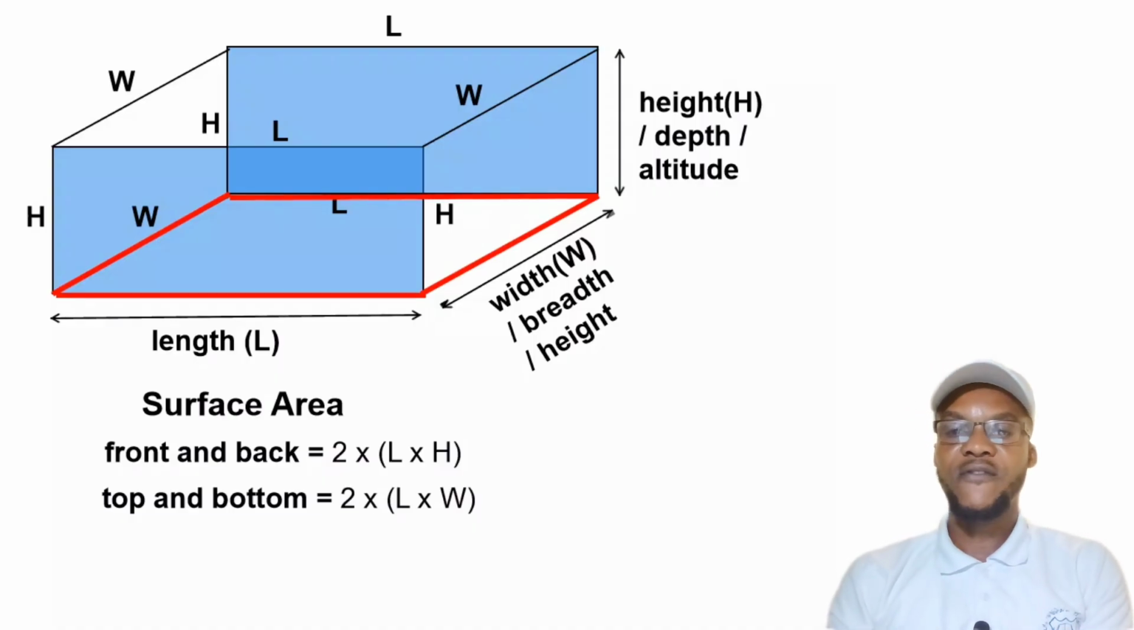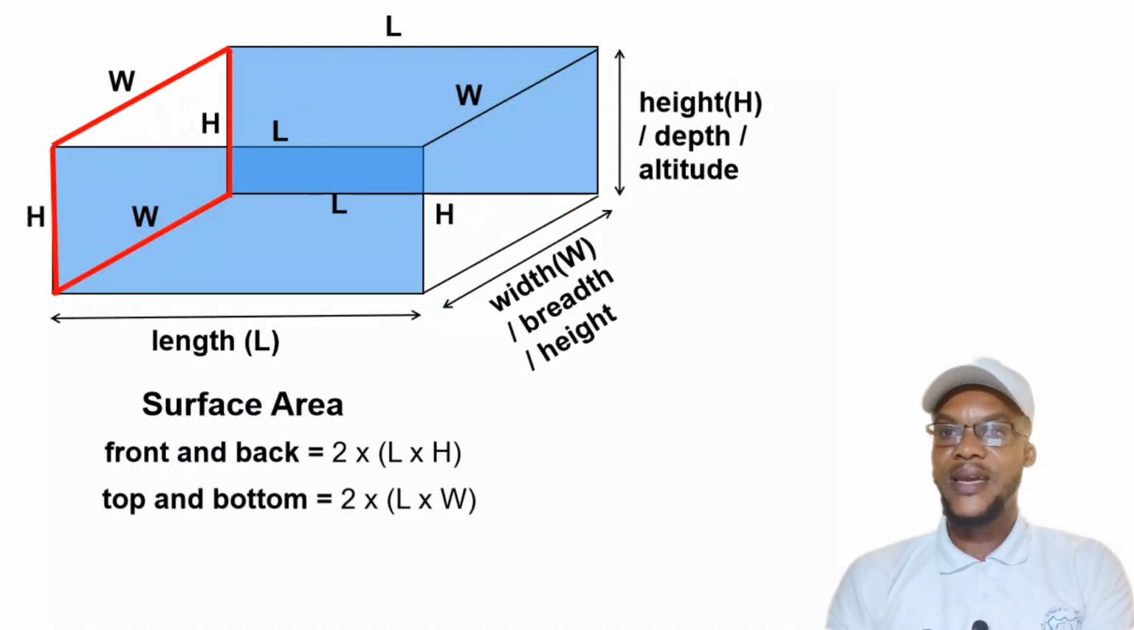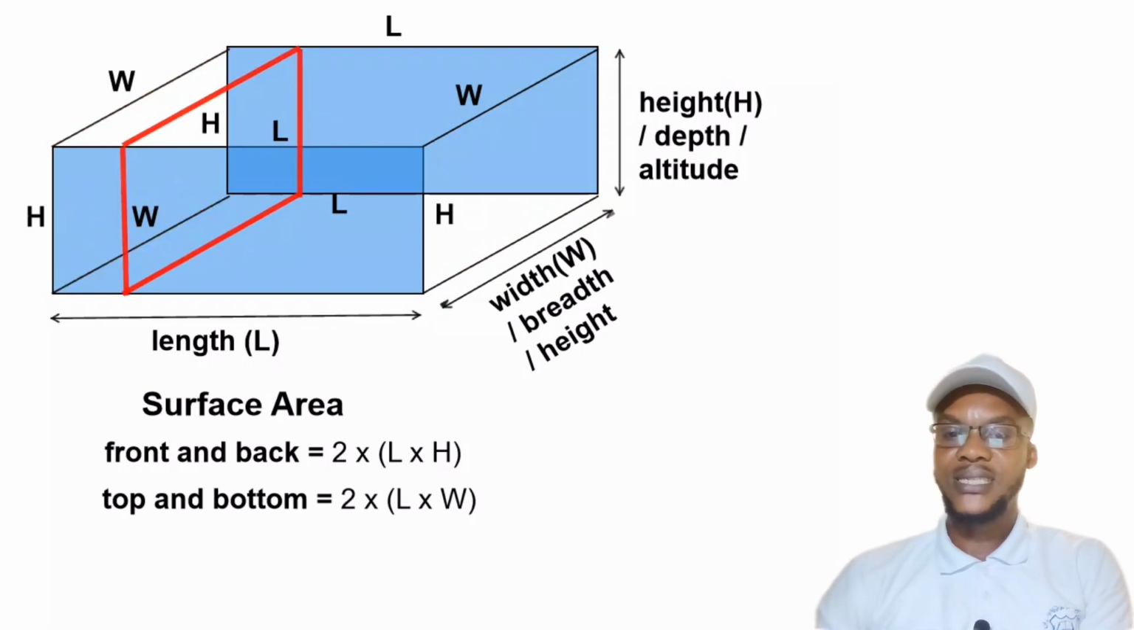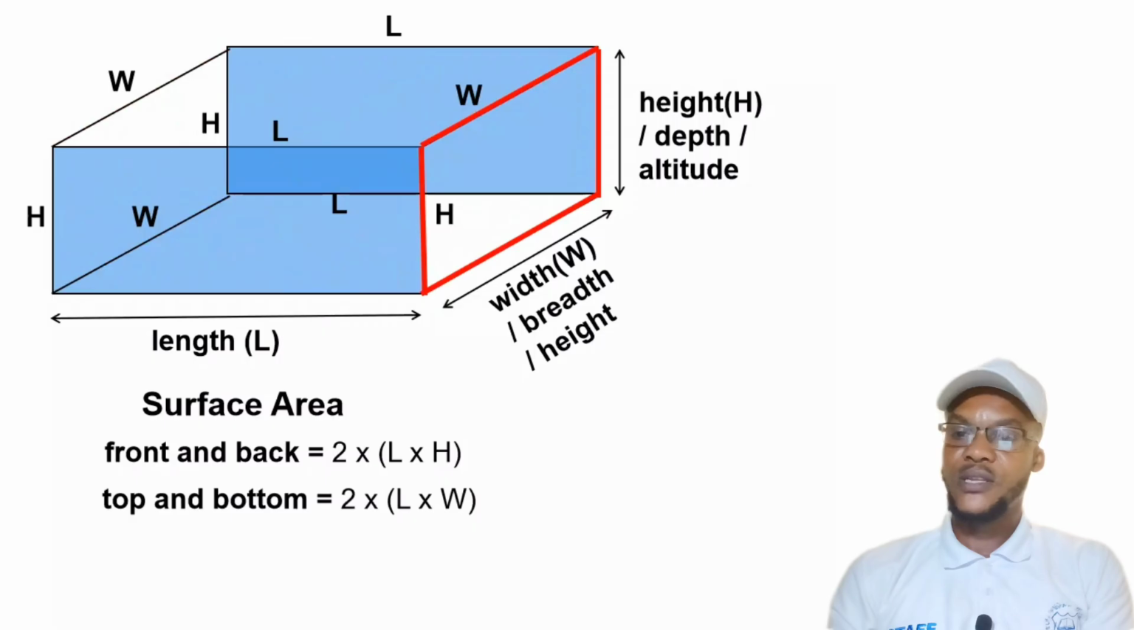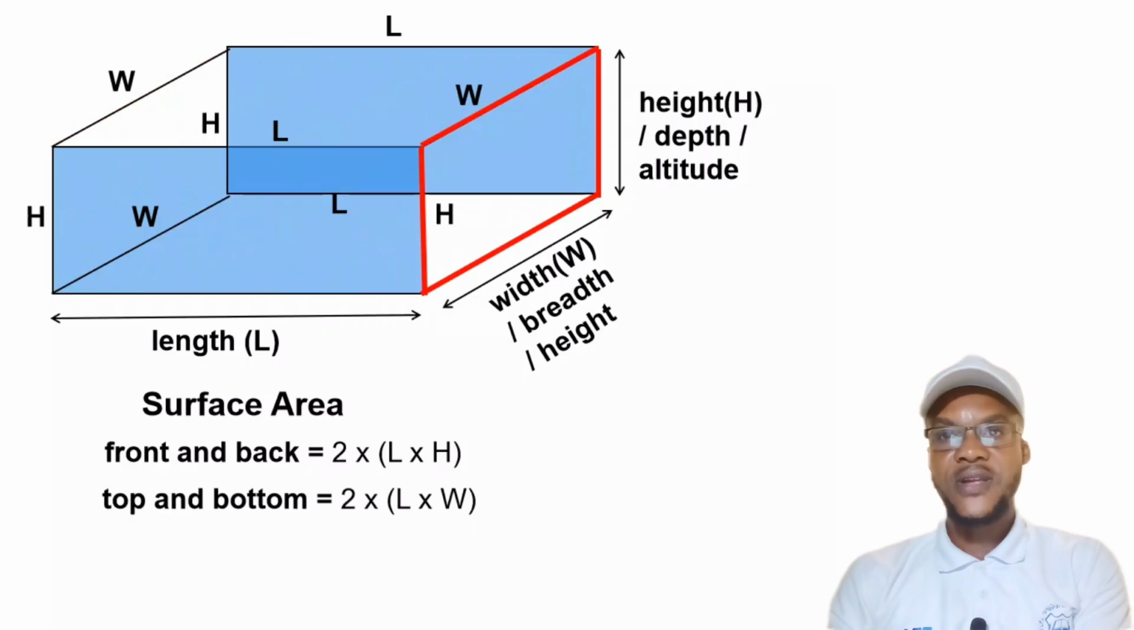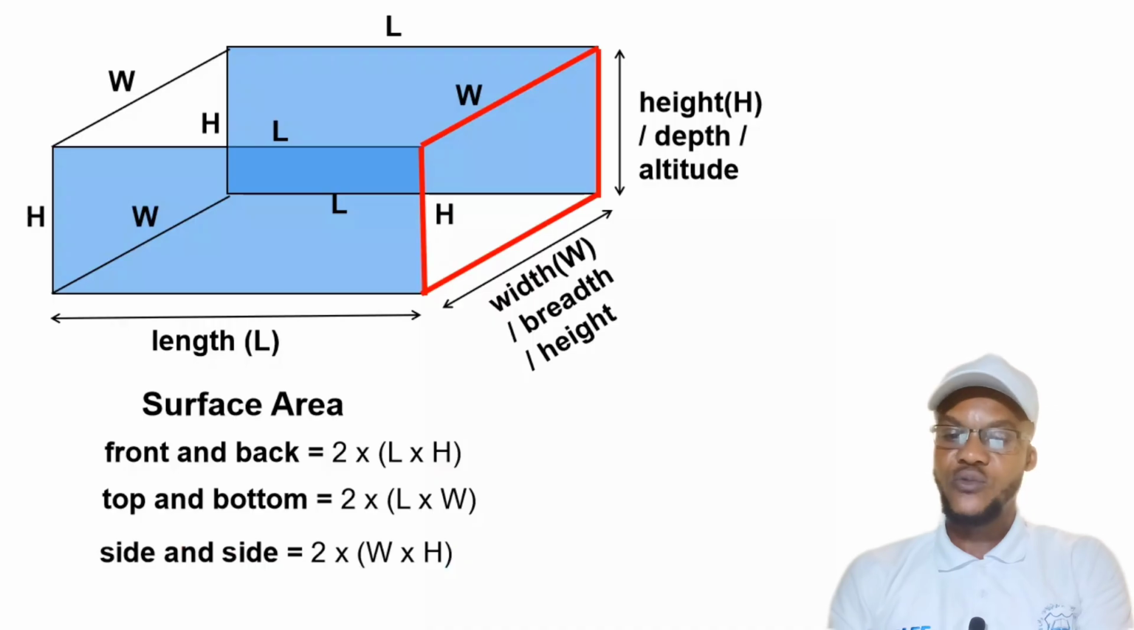Then we also have what? The side faces, okay, which in that way we have what? The height and the width, and then we have another side, okay, which is also what? Height and width. So we find the area for the two as well. That means for side and side, we also multiply by width and what? Height, because they are also two.